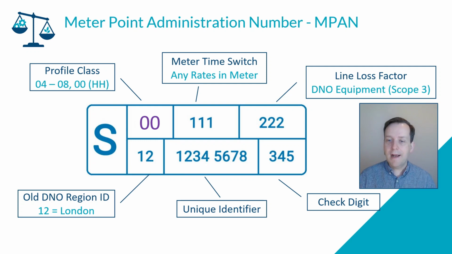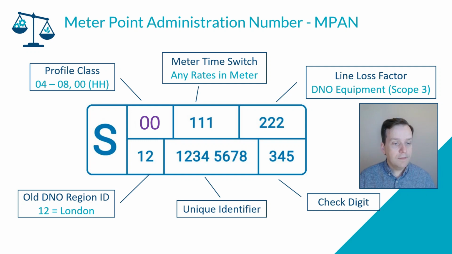Line loss factor, this is an interesting one. It describes the distance, or technically the losses between your meter and the DNO supply point. And that's important for people looking at in great detail at their carbon footprint. I won't linger too much on that, but line loss factor, if you have multiple meters, you may want to consider looking in detail at each meter's line loss factor.